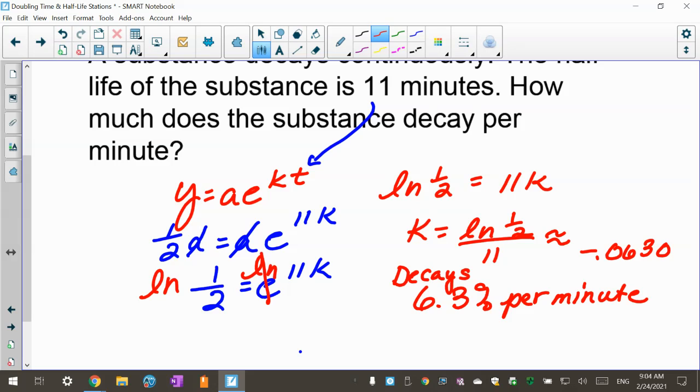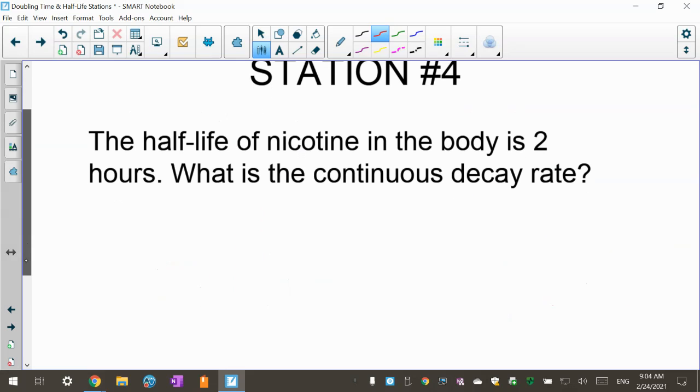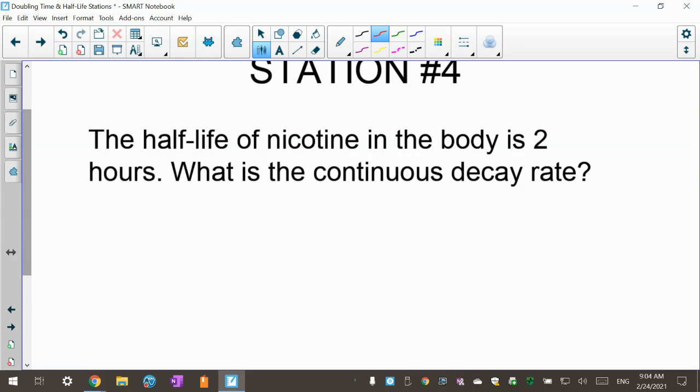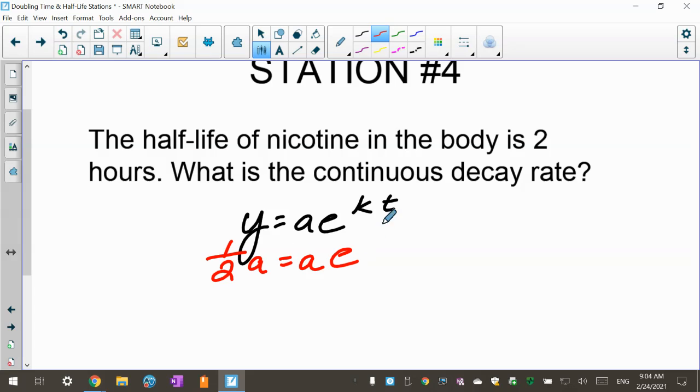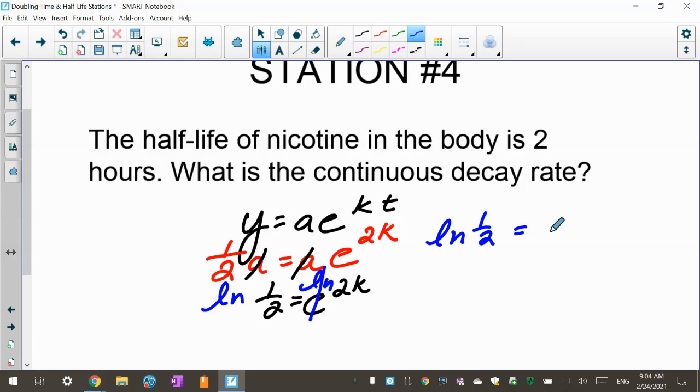All right. Station 4. The half-life of nicotine in the body is 2 hours. What's the continuous decay rate? All right, so here you should be getting good at this. Y equals A e to the KT. Let's start plugging in. They said the half-life is 2 hours. So that means it takes 2 hours for half of it to go away. So I do a half of A equals A e to the 2K. Half equals e to the 2K. Natural log both sides. The natural log of a half equals 2K. K equals the natural log of a half divided by 2.